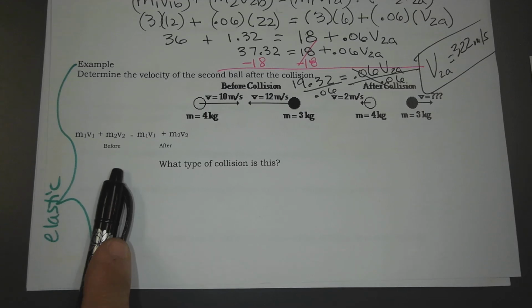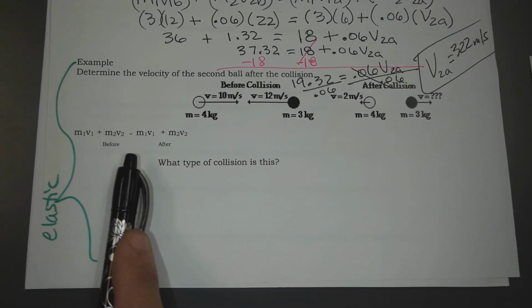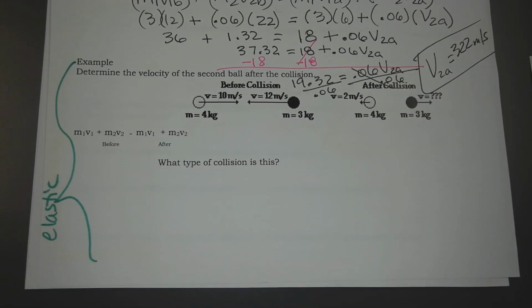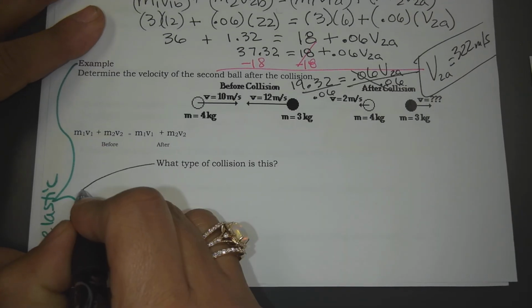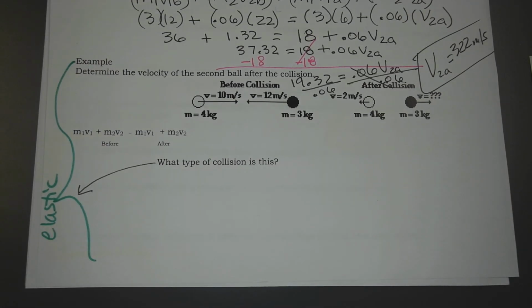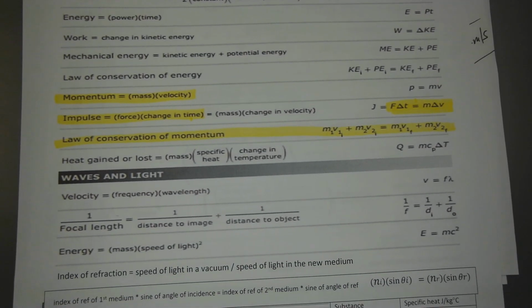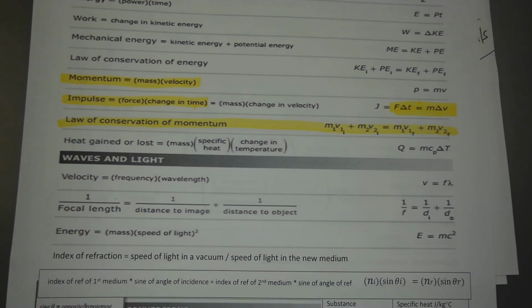I went ahead and wrote out the equation for you, and I asked you, hey, what type of collision is this? And I wrote it actually out over here. Hey, it's an elastic collision. So there goes the answer. On elastic collisions, looking at the formula chart over here, it is going to maintain this equation.